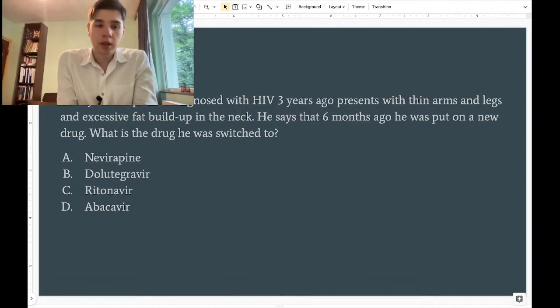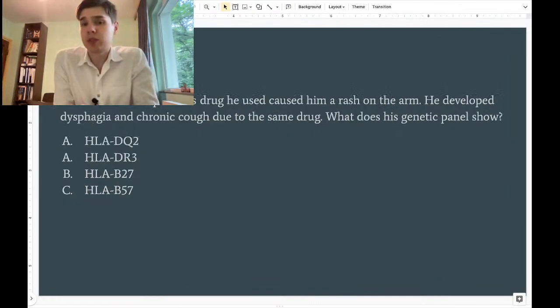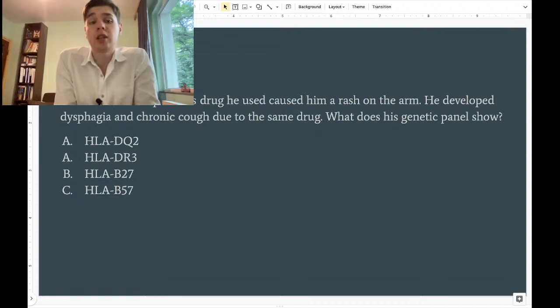Okay, let's go to the next question. Namely, he states that the previous drug he used caused him a rash on the arm. He developed dysphagia and chronic cough due to the same drug. What does his genetic panel show? A. HLA-DQ2, B. HLA-DR3, C. HLA-B27, or D. HLA-B57. Once again, let me know your answers in the chat box.